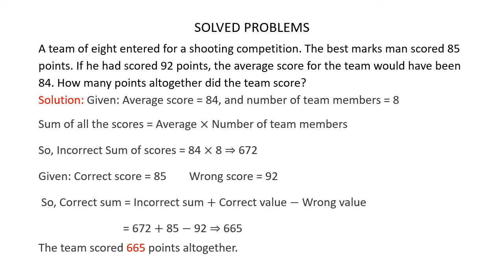Now the marksman had scored 85 points, so the correct score is 85. While calculating the average, it has been assumed that the marksman had scored 92 points, so the wrong score is 92. Now we know that correct sum is equal to incorrect sum plus correct value minus wrong value. So the correct sum is 672 plus 85 minus 92, which is 665. So the correct sum is 665. So the team scored 665 points altogether.